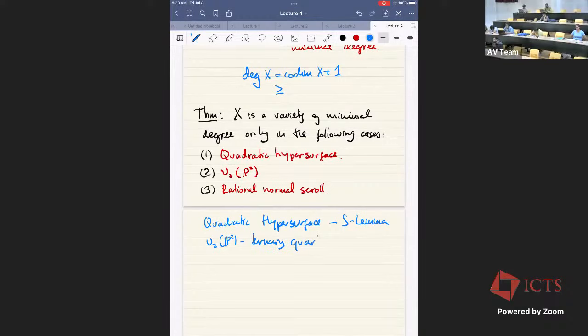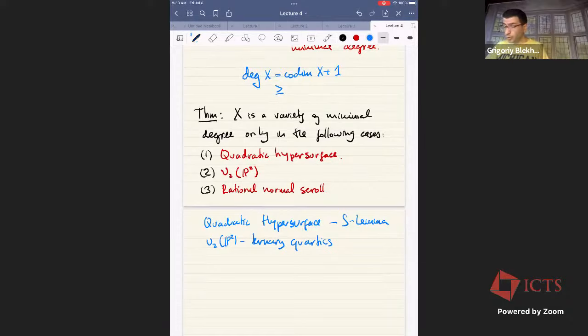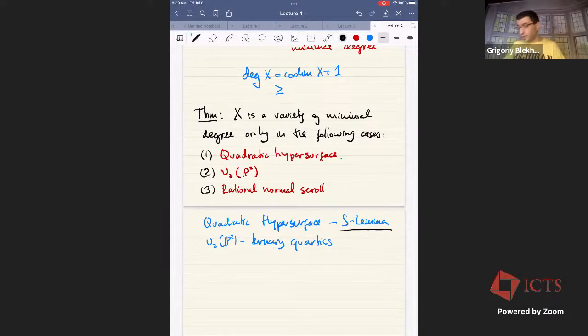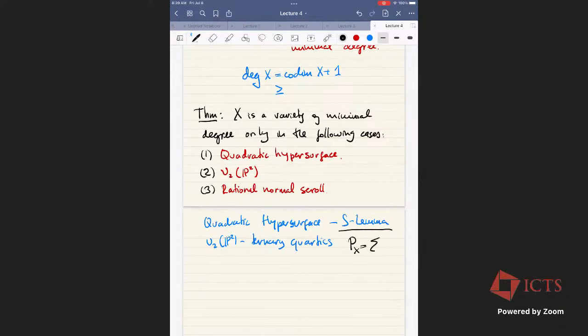What is the name that you wrote there after the quadratic hypersurface? The S-lemma. I don't know what S stands for, but it is just called the S-lemma. Sorry, so the S-lemma says that it's a variety of minimal degree, or that P_X equals Sigma_X? That P_X is equal to Sigma_X. The fact that it's a variety of minimal degree is very easy by definition. So the fact that P_X is equal to Sigma_X in this case is referred to as the S-lemma. Okay.